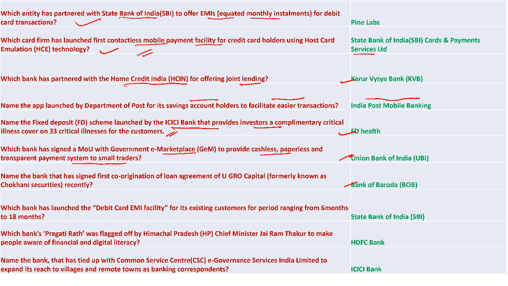Bank of Baroda is the bank that has signed the first co-origination of loan agreement with Ugro Capital, formerly known as Chokhani Securities. State Bank of India has launched this debit card EMI facility for existing customers for periods ranging from 6 to 18 months.